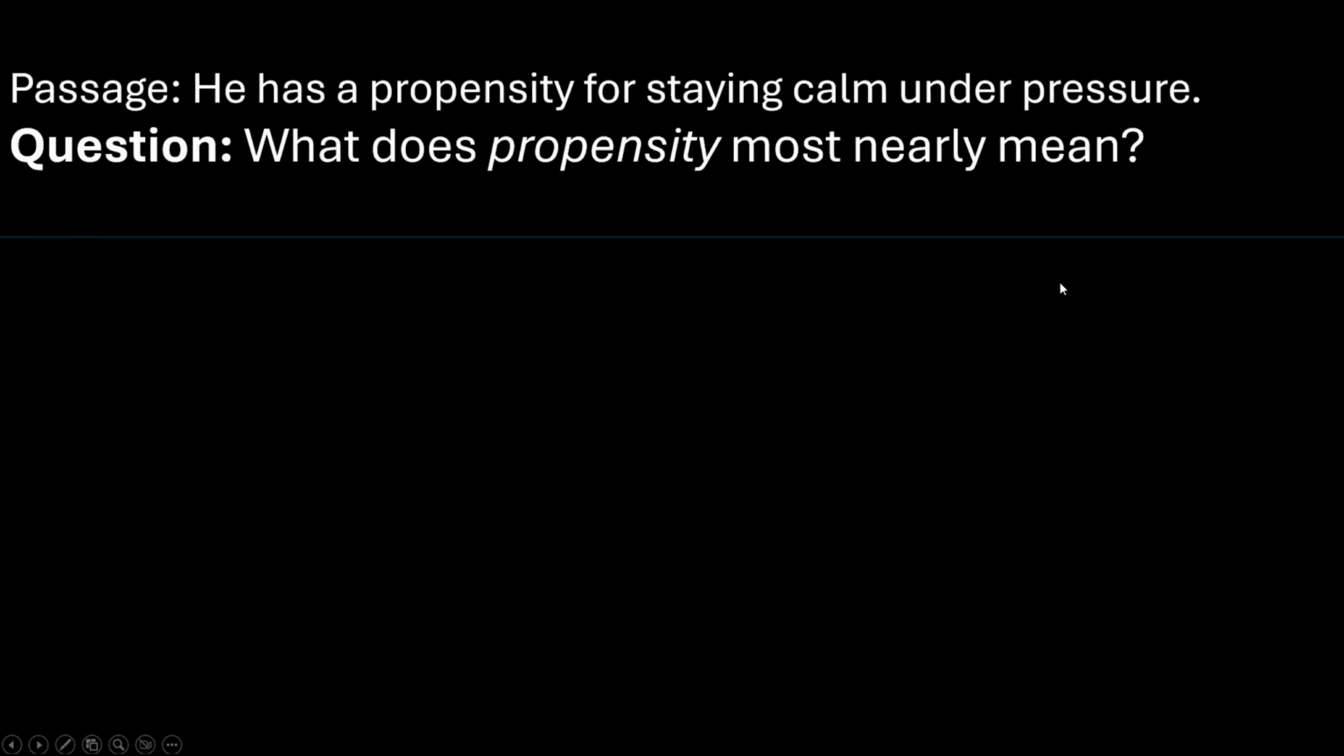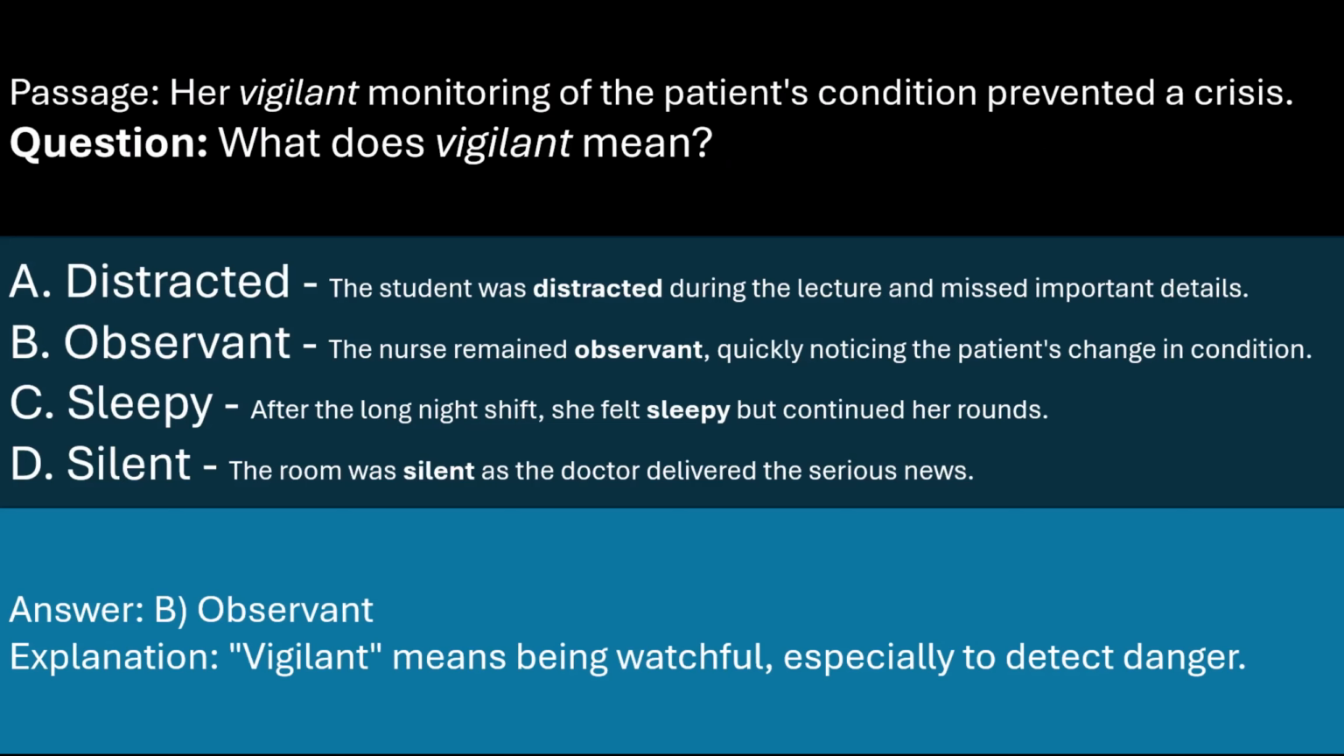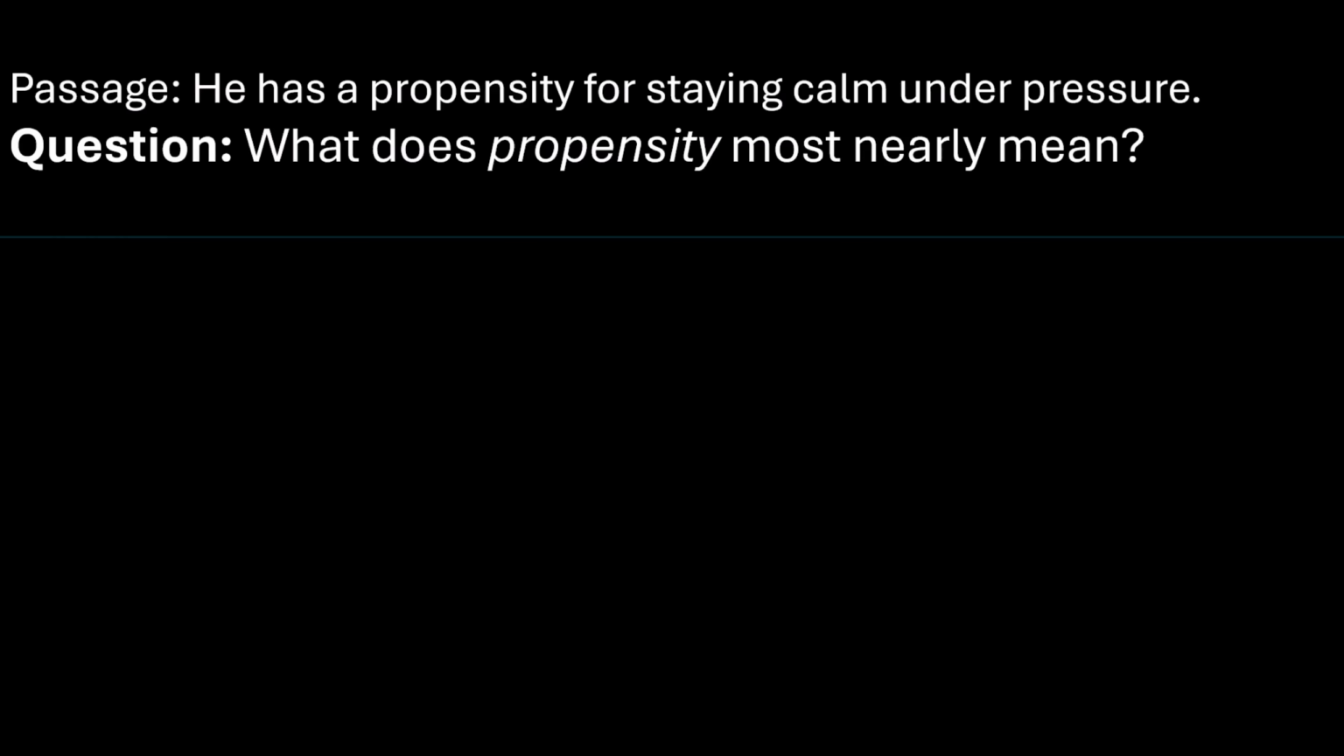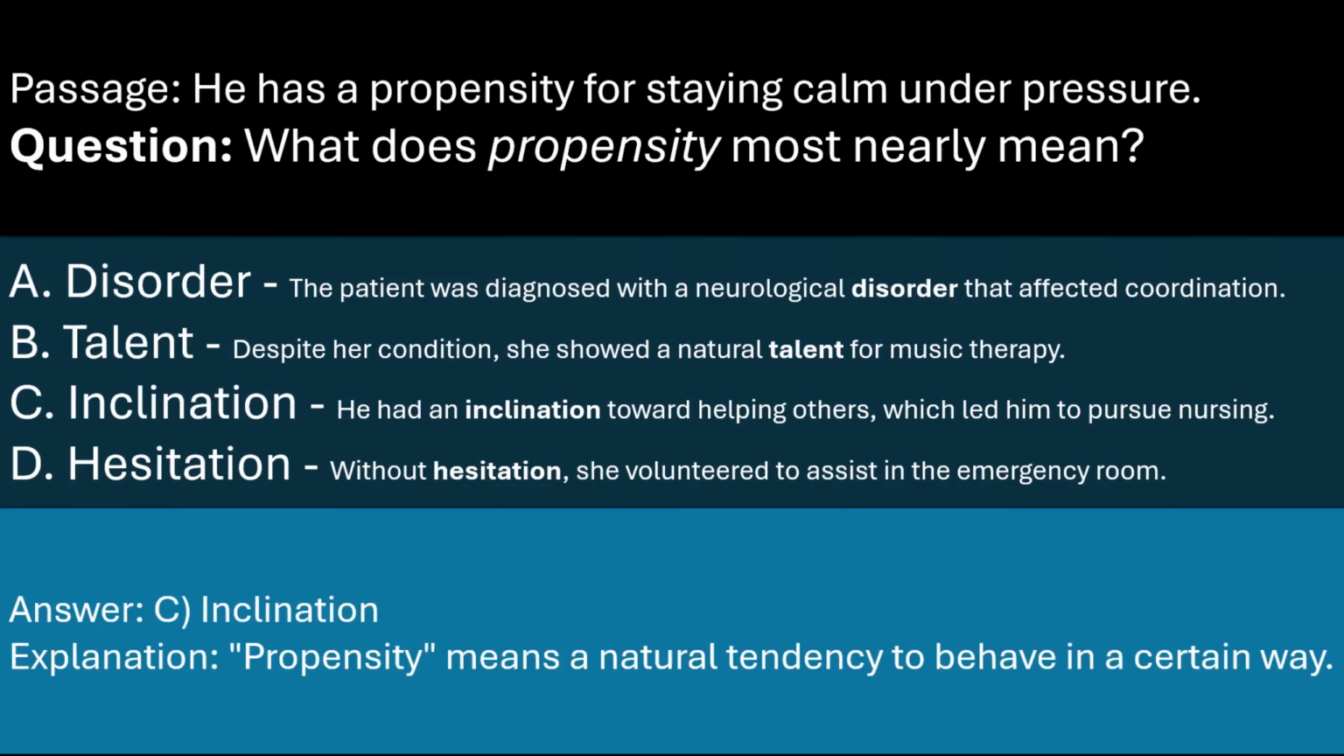So let's see another question. Passage 3: he has a propensity for staying calm under pressure. What does propensity most nearly mean? So let's see the options: disorder, talent, inclination, hesitation.